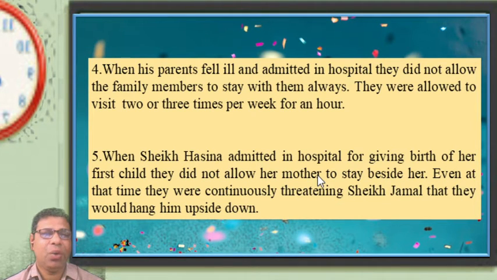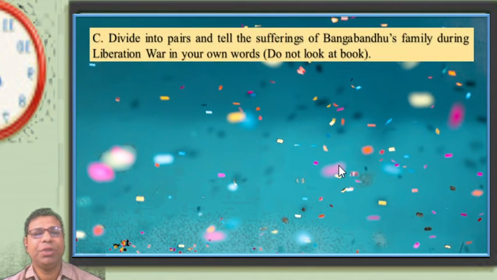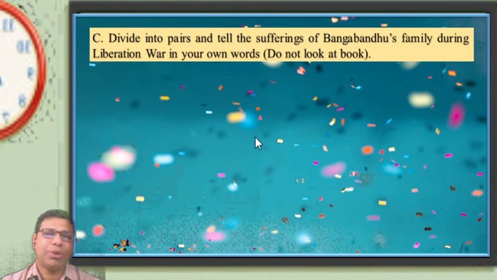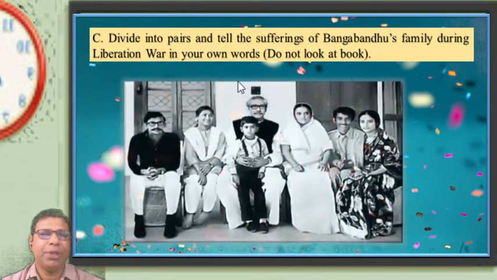That they would hang him upside down. So this is a very tragic incident that has happened in the life of Bangabandhu Sheikh Mujibur Rahman's family. Divide into years and tell the suffering of Bangabandhu's family during the liberation war.